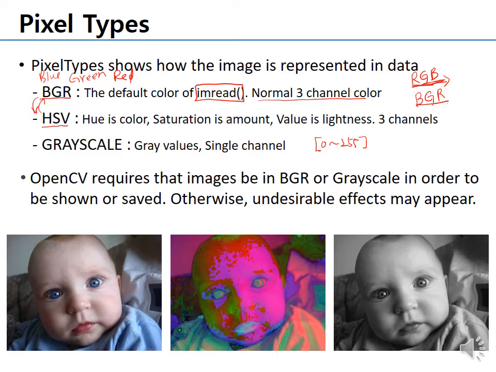OpenCV requires that the image be BGR or grayscale in order to be shown or saved. Otherwise, undesired effects may appear. So this is a BGR color image, and this is grayscale.